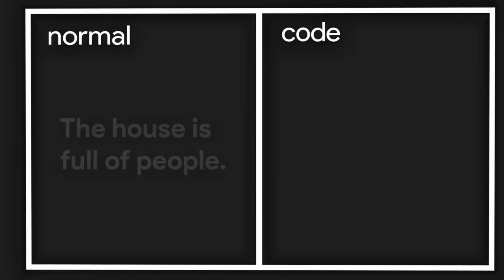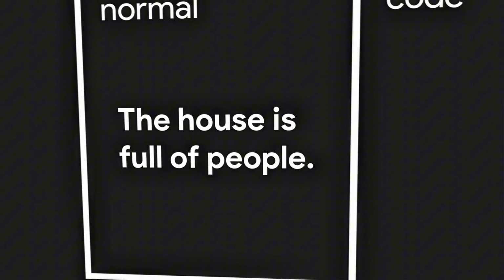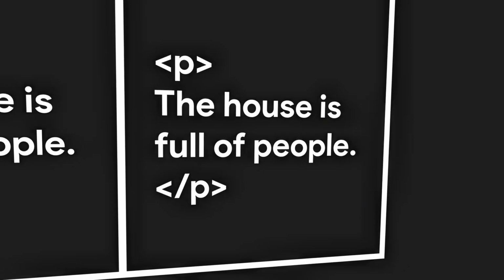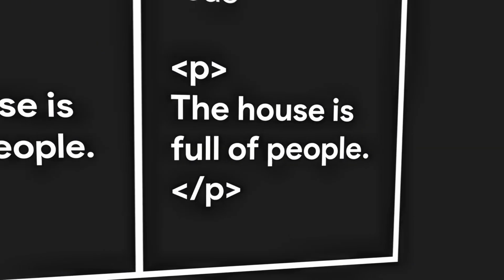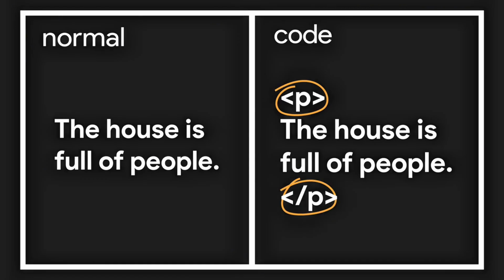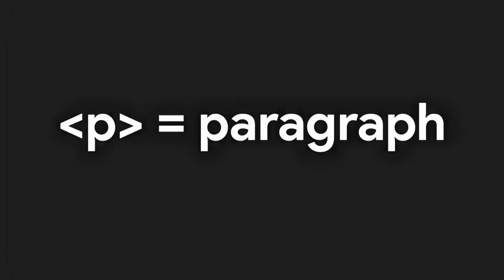Take a look at this sentence. Now let's view it in HTML. The sentence has not changed. Instead, we have added HTML to the sentence. We do this by using the greater than and less than symbols, and in this case, the letter P, which stands for paragraph or sentence.